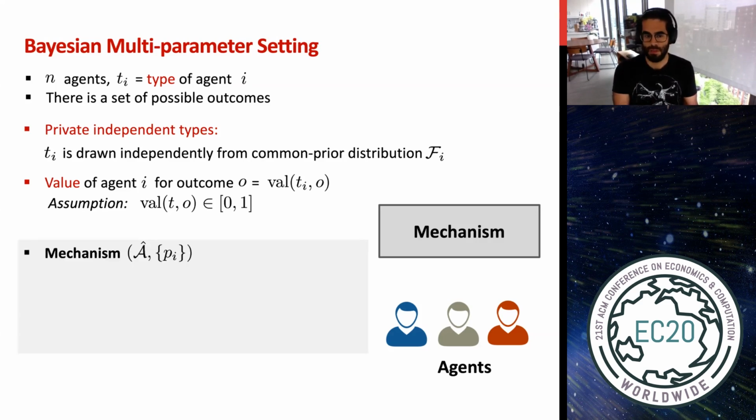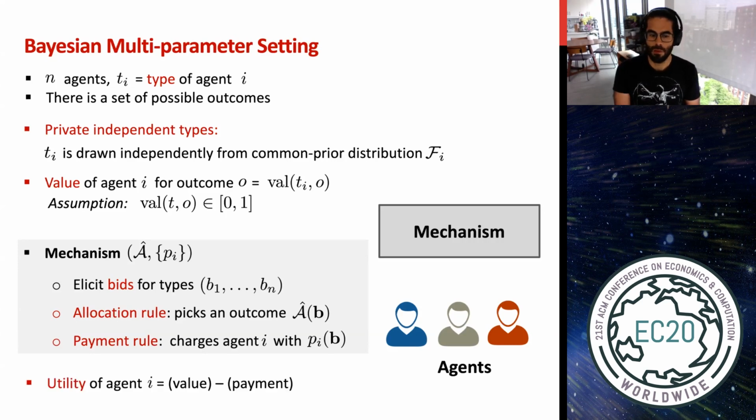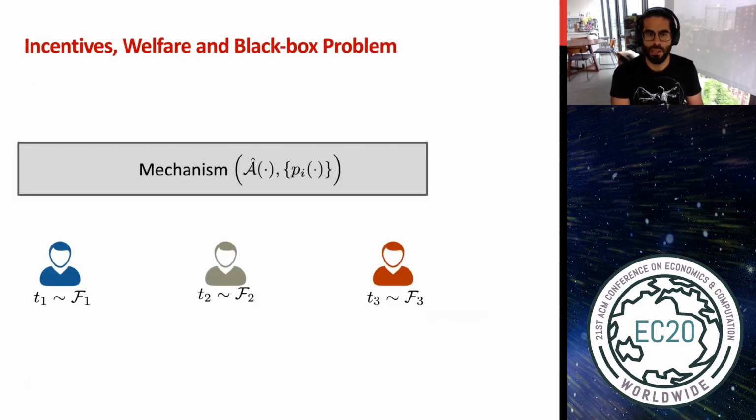Now, a mechanism is basically a pair of an allocation rule and a payments rule that runs the following protocol. It asks the agents to report their types. Given the reported types, it picks an outcome denoted by A hat of b, and then charges each agent a payment denoted by Pi of b. So we assume the agents have linear utilities, meaning that their final utility is the allocated value minus the payment that they have to pay.